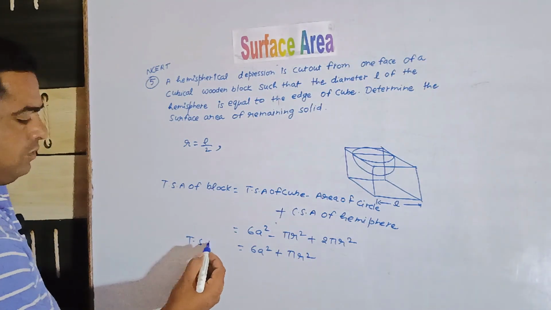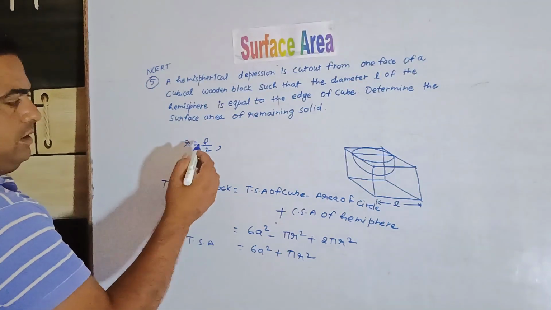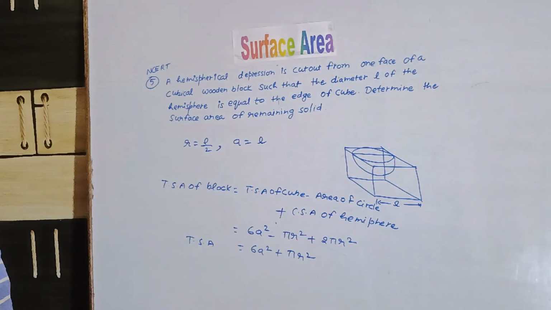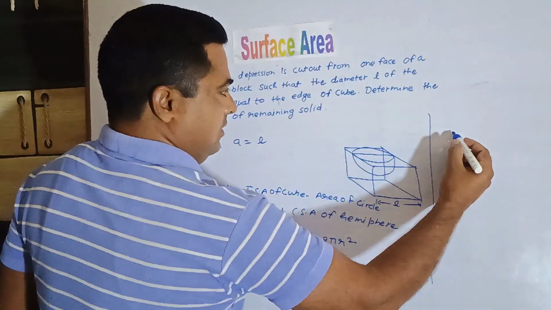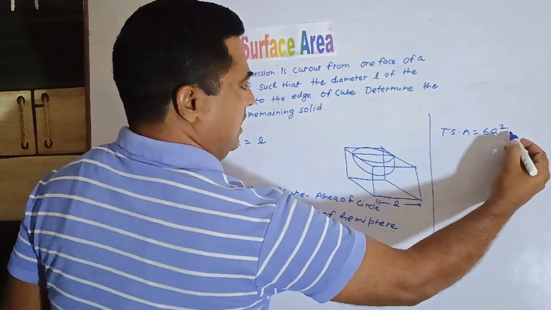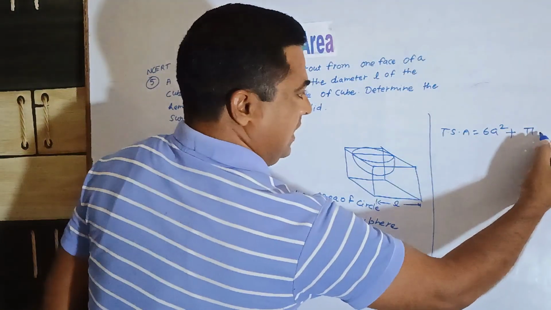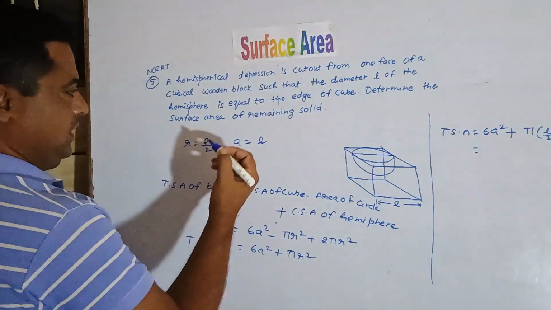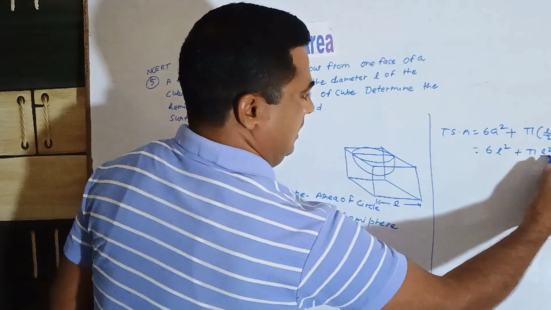Now what will we do? We will put in the values of a and r. The value of r is L upon 2, and the side of the cube you can see here is L. Now we are putting the values of a and r. The value of a is L, so this will be 6a square plus pi r square, and the value of r is L by 2. We can put pi times L upon 2 whole square, and a is L. So we get 6L square plus pi L square by 4.